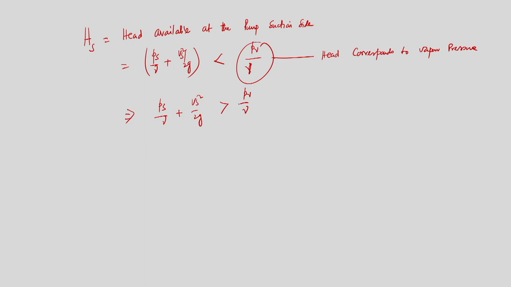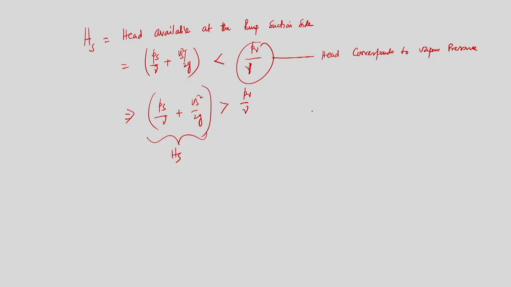That means we need to know that this quantity, HS, should always be greater than the head corresponding to vapor pressure at that temperature, then we can ensure that the pump is in a safe condition, that means cavitation should not start. So we need to know the explicit magnitude of HS minus PV by gamma, that is PS by gamma plus VS square by 2g minus PV by gamma. So this is the expression we need to know. This quantity will give us information. If it is negative, then there is a problem, cavitation might start. If this quantity is positive, that means HS is greater than PV by gamma, that is the net head available at the suction side is greater than the head corresponding to vapor pressure at that temperature, then the pump is in a safe condition. So cavitation should not start.